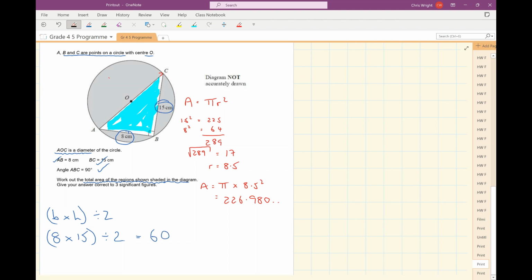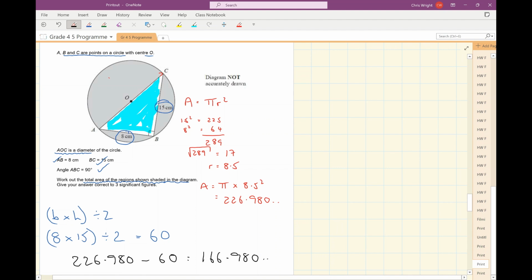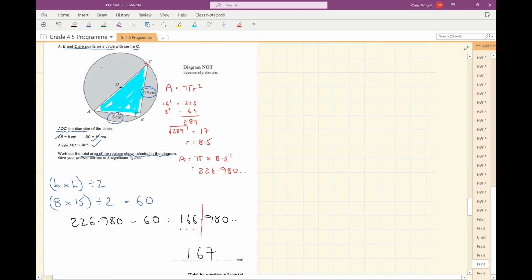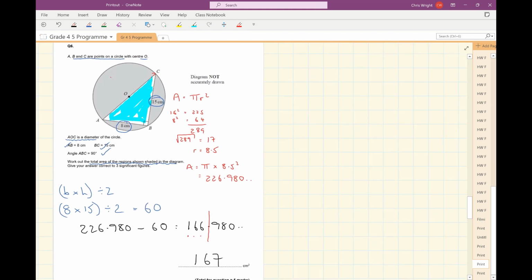So the area of the shaded region is going to be the area of the whole circle minus the area of the triangle. That is 166.980, and so on. Give my answers correct to 3 significant figures. 1, 2, 3, there's the cutoff point. Is it going to be 166 or 167? It's going to be 167. That is question 6 finished.